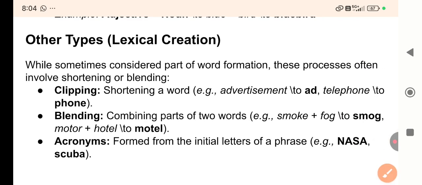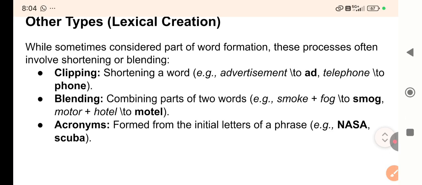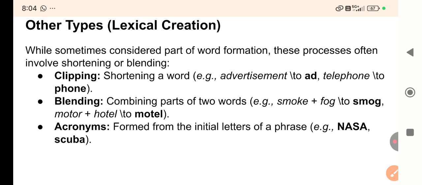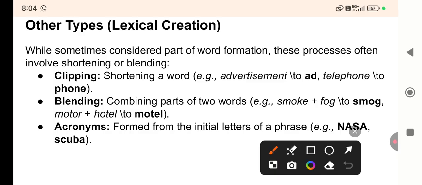Other types are lexical creation. While sometimes considered part of word formation, these processes often involve shortening or blending. Shortening is clipping, shortening a word. For example, advertisement to ad, and telephone to phone, right? So this method is called clipping.